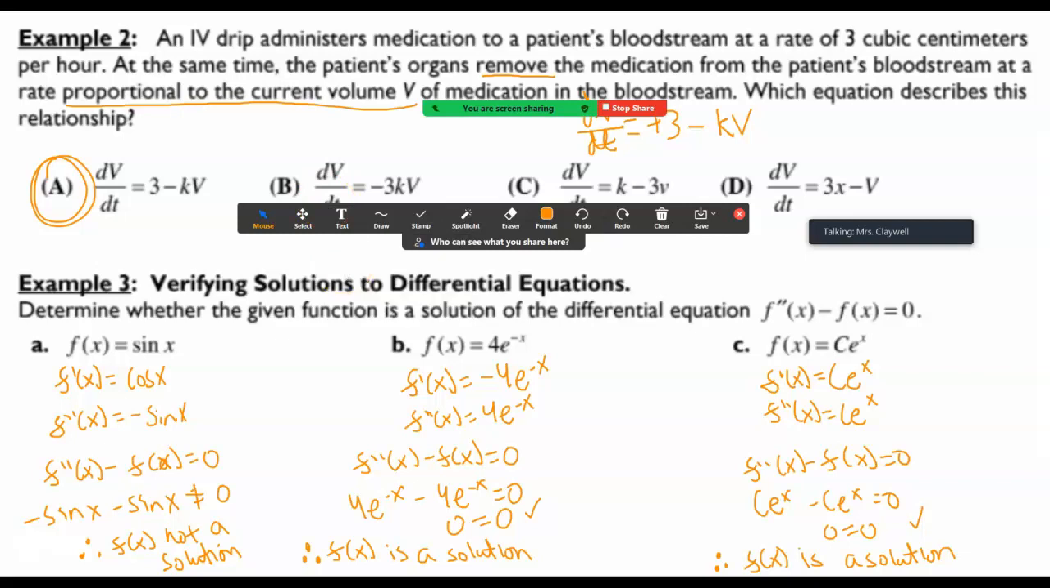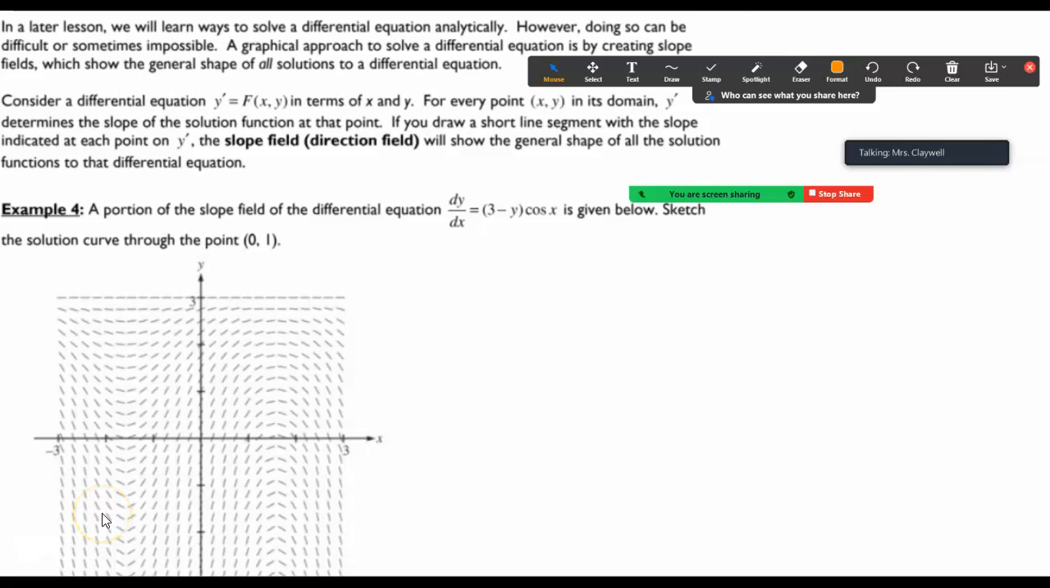Go ahead and finish this, flip to the next page. So as we talked about on the page before, there's this idea of finding solutions to these differential equations. We'll learn how to solve those analytically, or number-wise. Graphically is also a way to find all the solutions to differential equations.